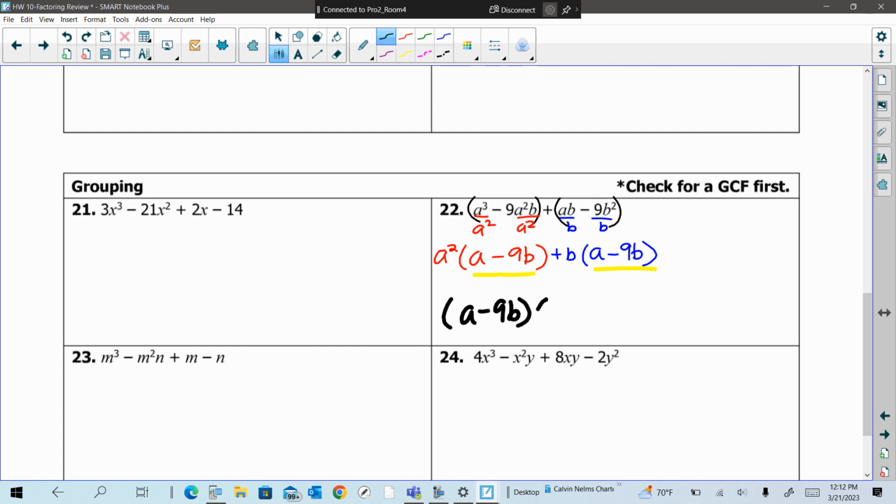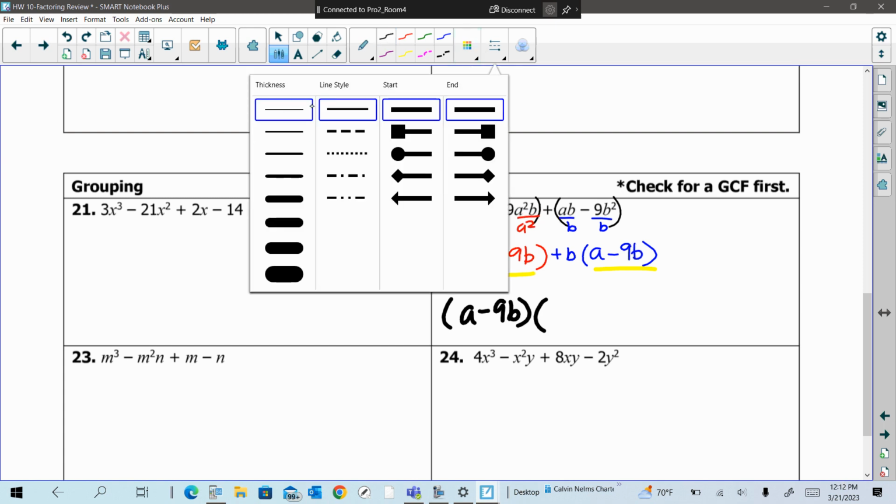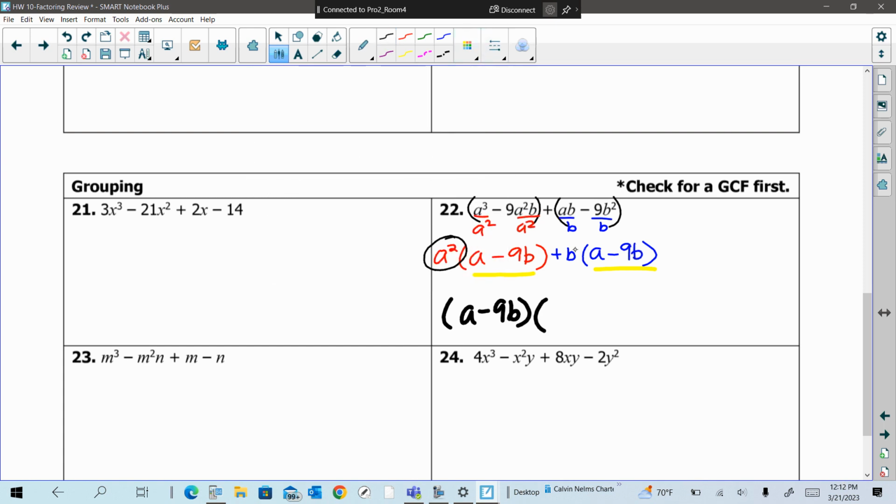And then the other set of factors, let me fix my font, is what's outside the parentheses. So this would be a squared plus b. And there's our final answer.